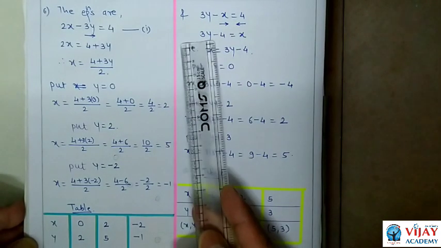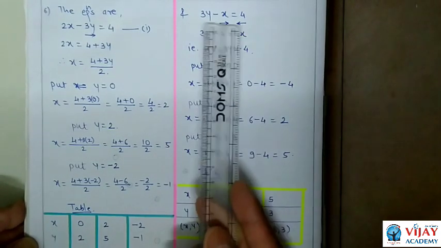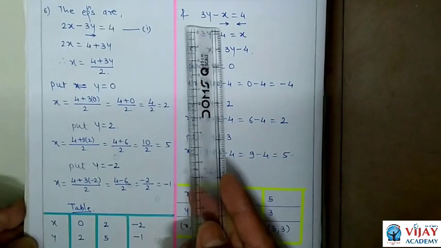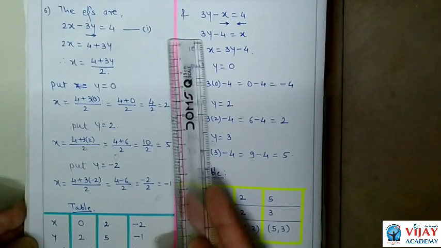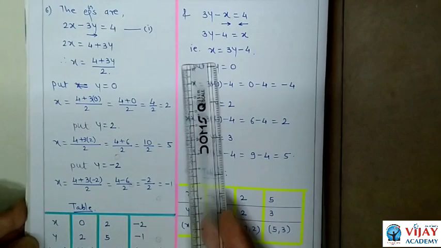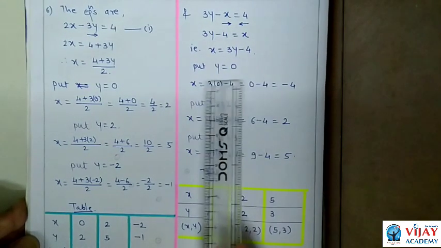In the second equation, 3y - x = 4. 4 shifted to this side, x shifted to this side, because the coefficient of x is 1, and that is a weak point of that equation. So we get 3y - 4 = x, that is x = 3y - 4.